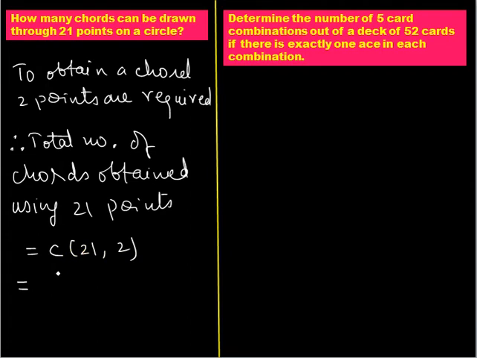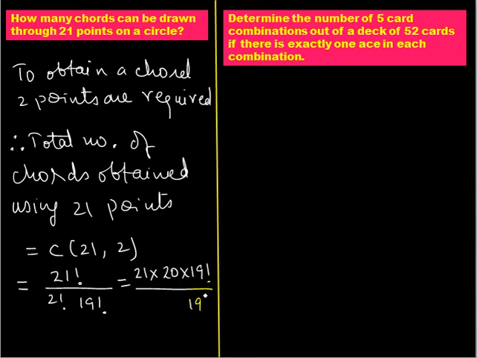the given 21 points. So if we simplify it, it will be 21 factorial over 2 factorial into 21 minus 2, which is 19 factorial. You can see 21 factorial can be written as 21 into 20 into 19 factorial divided by 19 factorial, and 2 factorial is 2 into 1. So this 19 factorial gets cancelled out. With 2 we can get rid of 20. It will reduce to 10. So the product comes out to be 210. So 210 chords are possible if these 21 points are available on the circle.